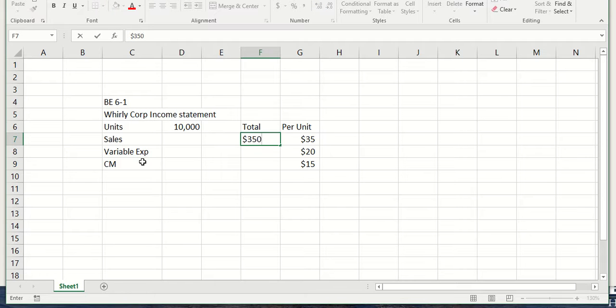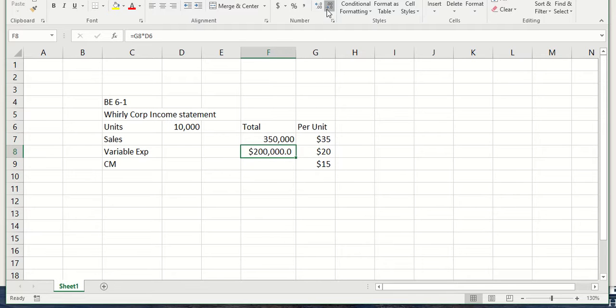$350. Oh, and before I type that in, I could calculate that and make sure that they're calculating that total correctly. So remember, per unit dollar amount times the number of units that we're selling would give me total sales dollars. Same as over here, the $20 variable cost times the 10,000 units should give me 200,000. Let's double check that. Oh, there it is. Yep, 200,000.